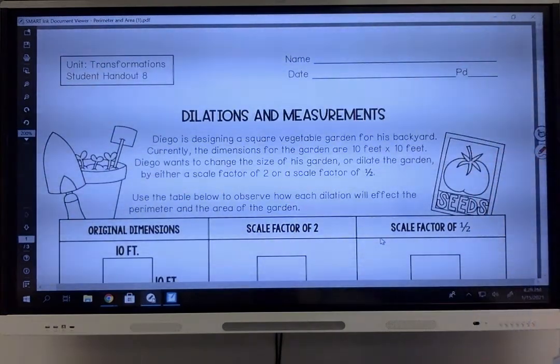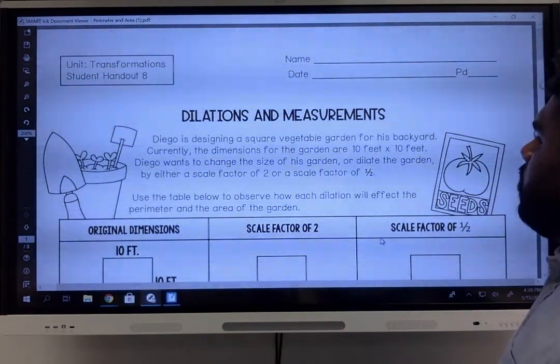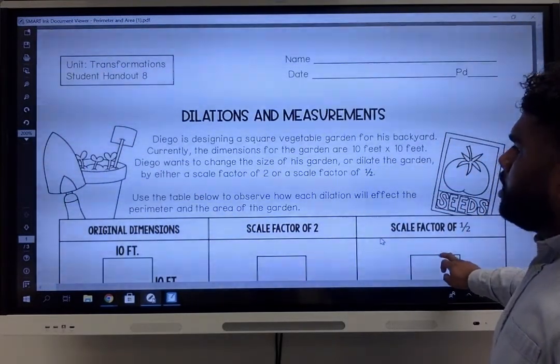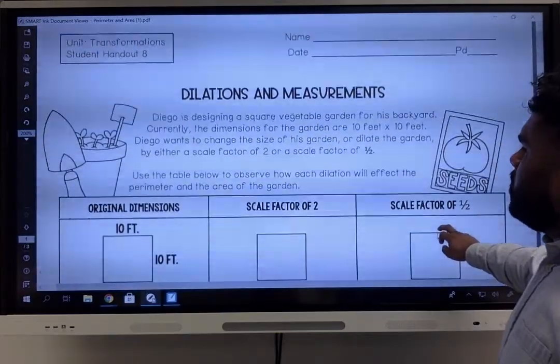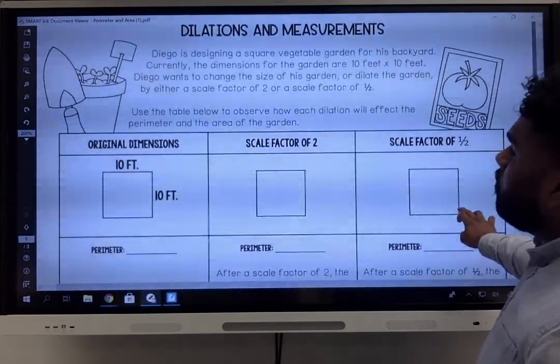Okay. So Diego is designing a square vegetable garden for his backyard. Currently, the dimensions for the garden are 10 feet by 10 feet. Diego wants to change the size of his garden, or dilate it, by either a scale factor of 2 or a scale factor of 1/2.